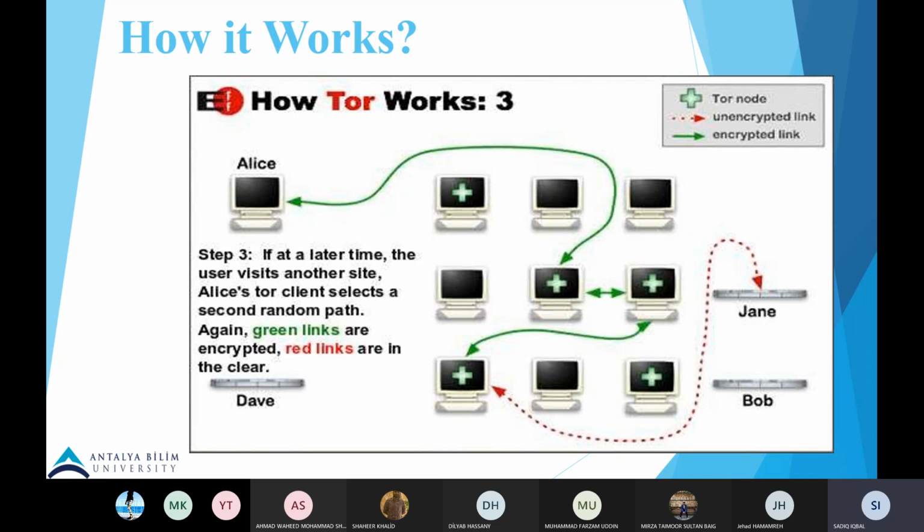And what if, after some time, the user decides that they need to visit another website? Using the TOR software, Alice's TOR client selects a second random path, and again the green links are encrypted, from Alice to this router, then to the second router, and then to the third router. These are all green links, and the second is another website, but this link is not encrypted. It is clear because TOR doesn't support this.